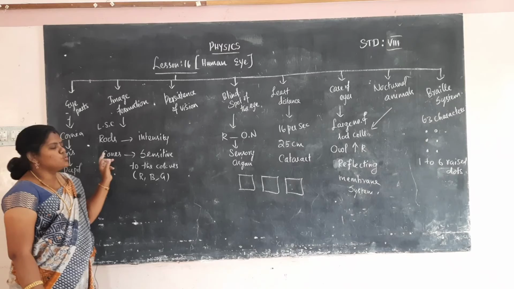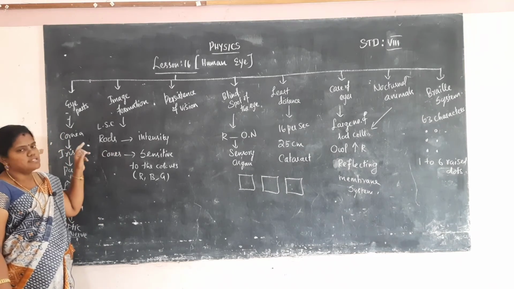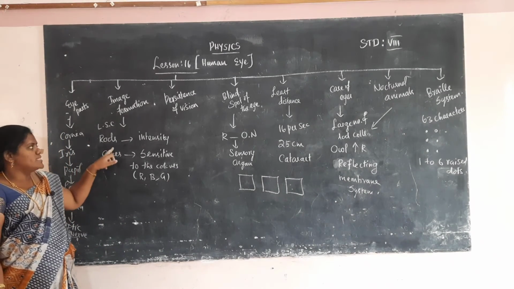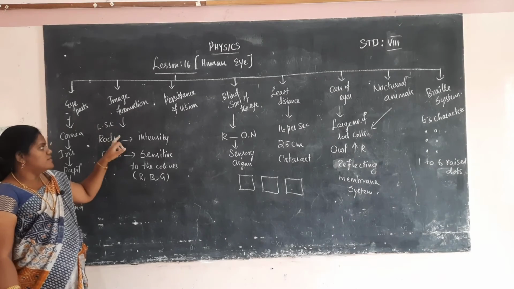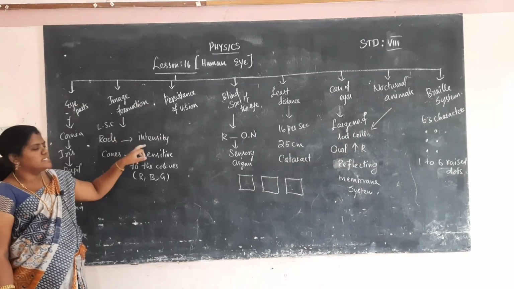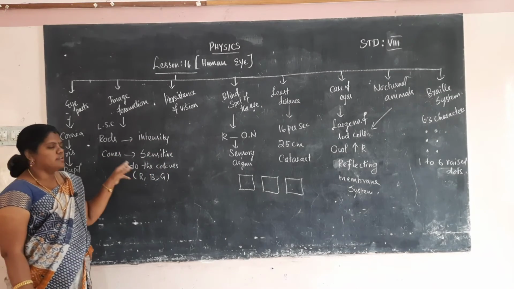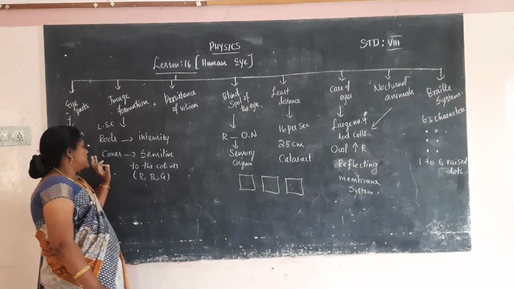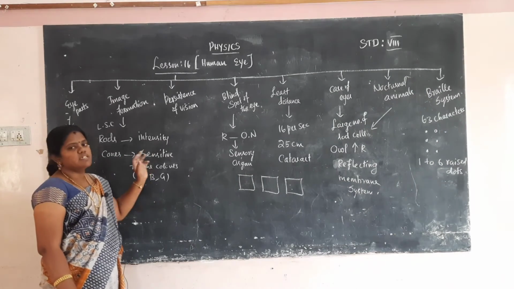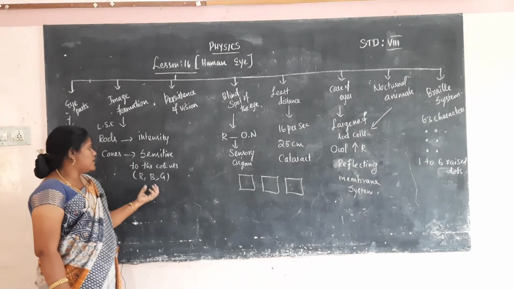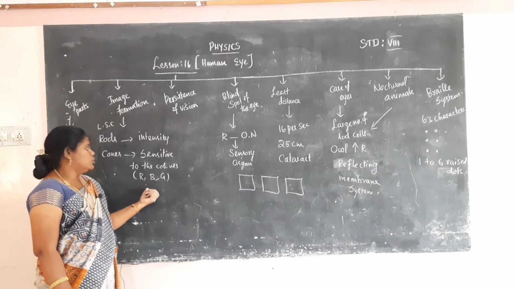Okay, and two kinds of light sensitive cells are there. One is rod, another one is cone. Rods are very sensitive to the intensity of the light. Cones are the light sensitive cells with respect to colors. Three colors are there: red, blue and green.